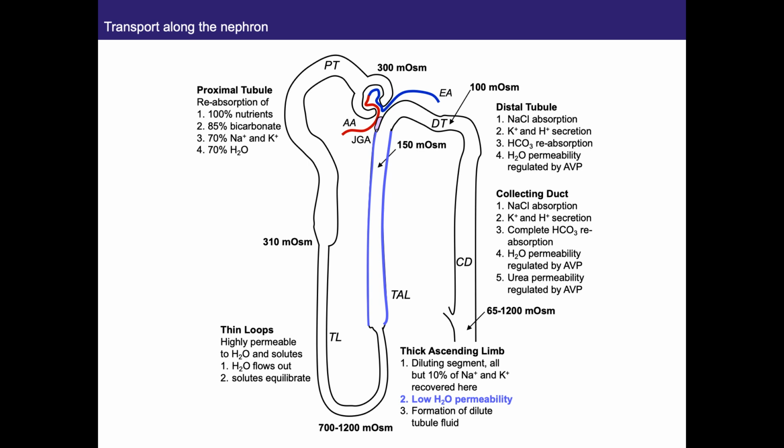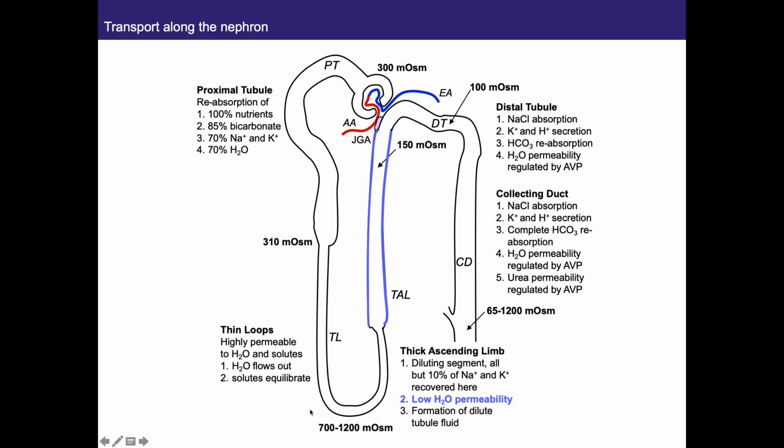So remember the thin loop here. If we remember what the thin loop of Henle does, it is highly permeable to water and solutes. So usually water flows out as it encounters a more hyperosmotic environment, right? Just from osmotic driving forces, as the fluid in the thin loop comes across a more hyperosmotic environment, could be as much as 1200 milliosmoles, that's going to tend to pull water out.